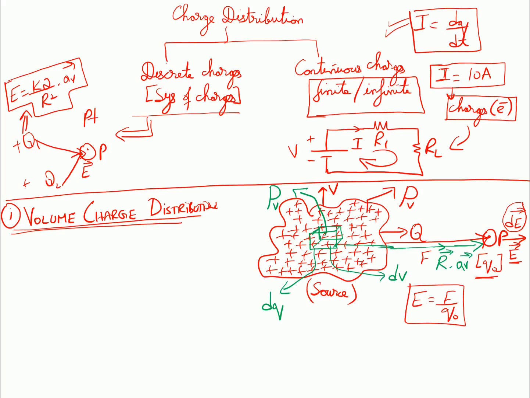So we have understood what a volume is, what the differential volume dV is, and what the volume charge density, represented as rho v, is. Its value remains the same whether we are taking smaller elements or larger elements. So the idea is that the analogy is similar to the current that we have seen.